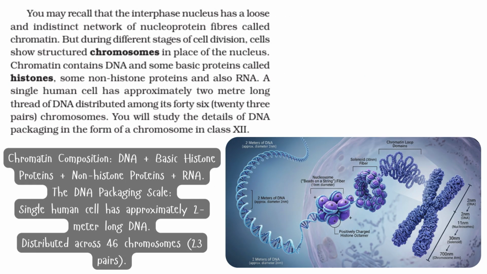During the interphase stage, the nucleus contains chromatin, which is composed of DNA, positively charged basic proteins called histones, non-histone proteins, and RNA. Think about this scale. A single human diploid cell contains about 2 meters of DNA packed tightly into its microscopic nucleus, distributed across 46 chromosomes. This packaging relies on histone proteins, which we will examine in detail in Class 12.